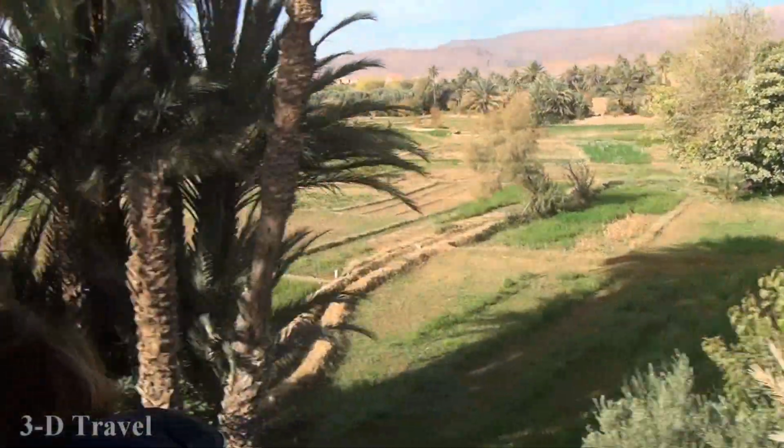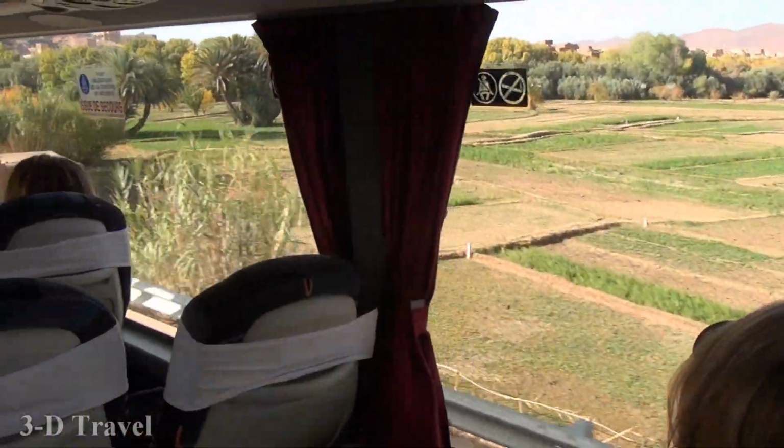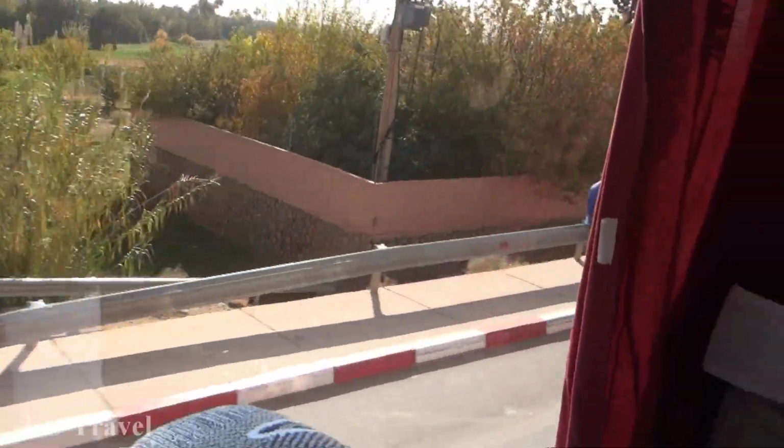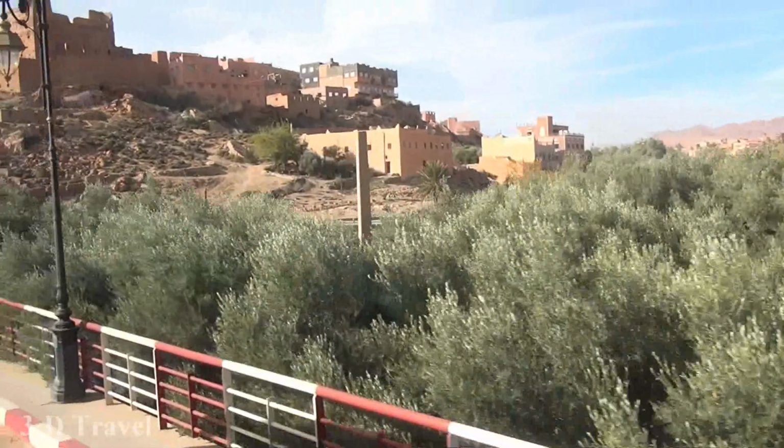And we are going to drive along this valley for about 40 kilometers till the gorges, till the gorge, the valley.